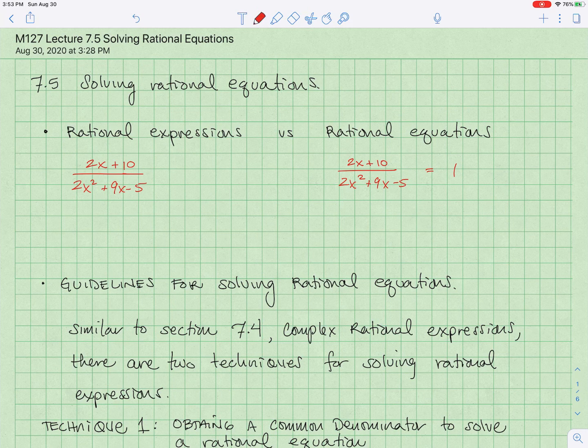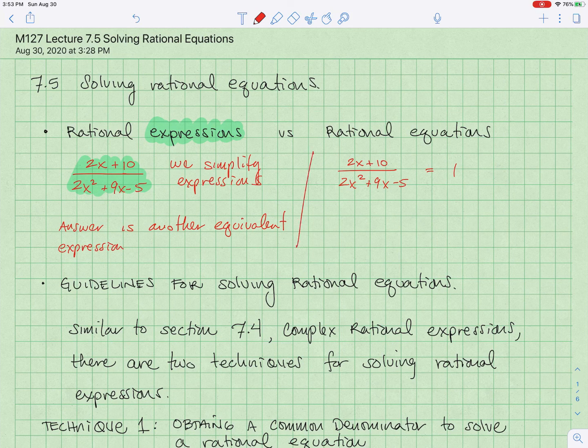This is an expression. And we simplify expressions. So the answer is another equivalent expression. Has variables, coefficients, the whole deal, versus a rational equation.